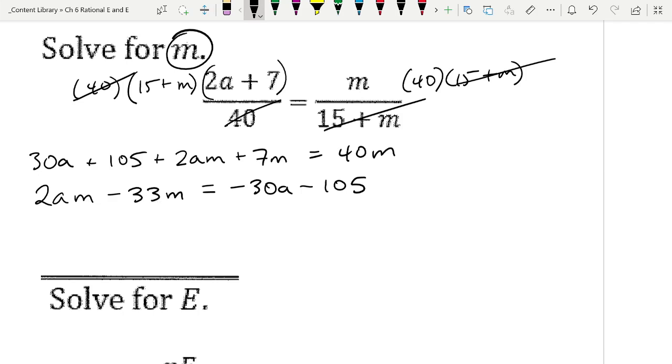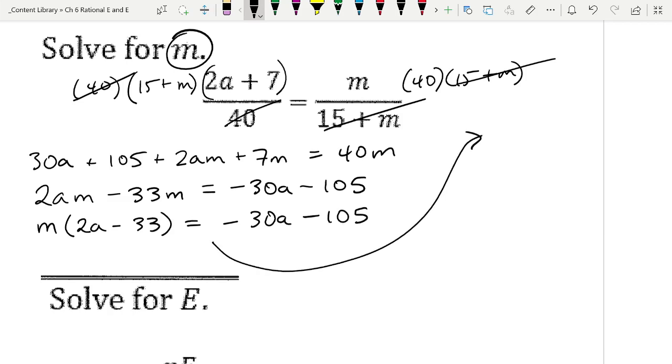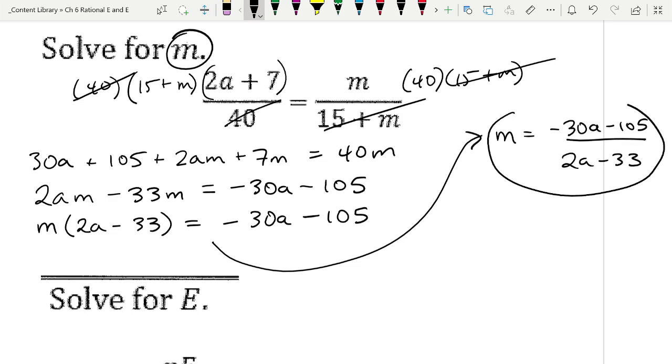So I'm going to use my factoring skills. No, I'm not dividing. I'm factoring. I'm going to factor m out. And then my last step, and I'm kind of out of room, so I'll move over here. My last step is now I divide both sides of the equation by 2a minus 33. So m isolated would be negative 30a minus 105 over 2a minus 33. And that's it. That's as simple as you're going to get m.